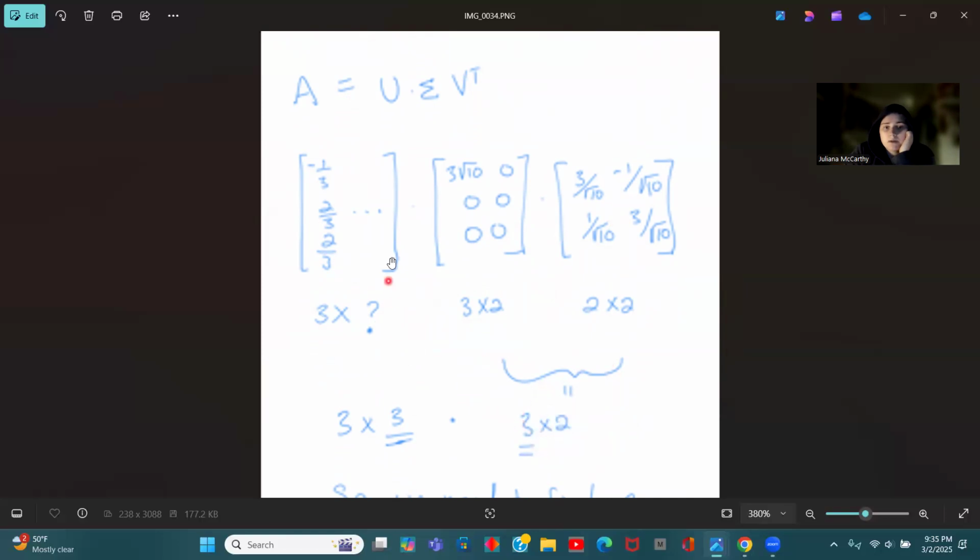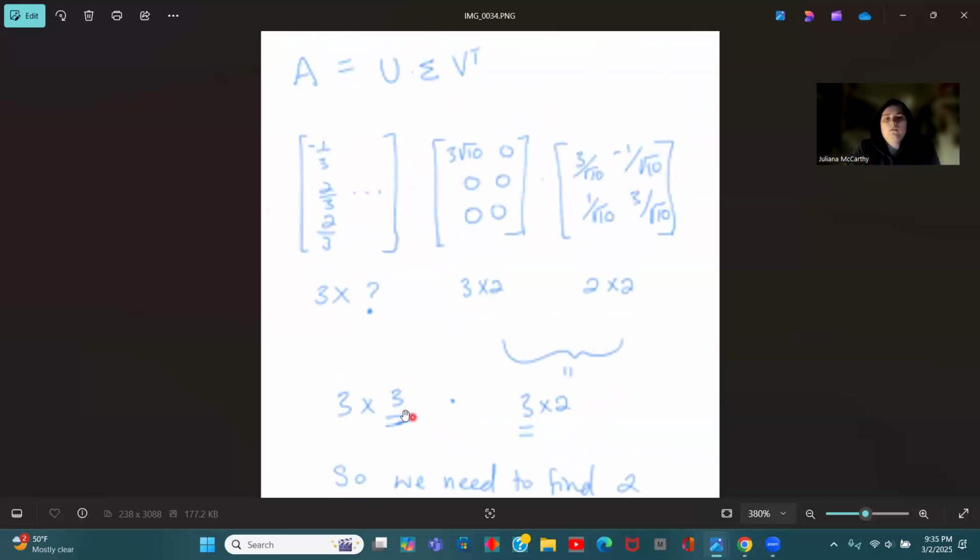And to be able to multiply this by a 3 by something, we don't know what, this is how we figured it out. It needs to be 3 because it has to match this number. So we have to find two other column vectors for our U.